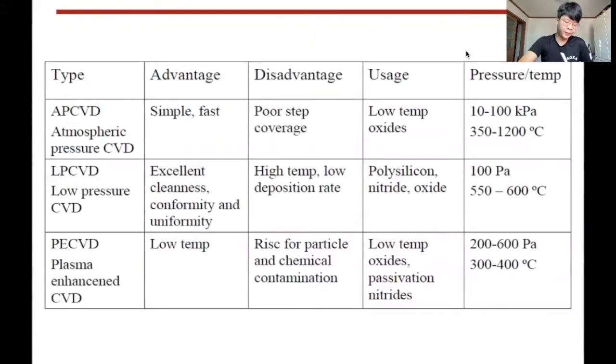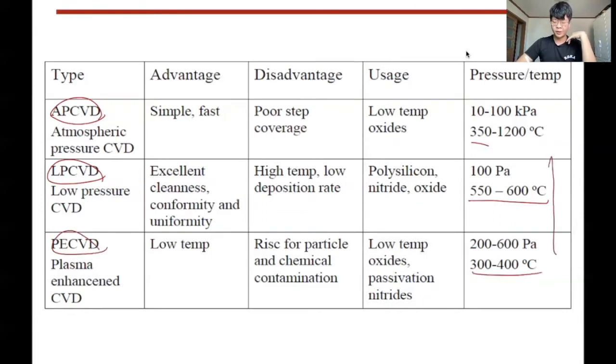Here, the APCVDs are used at 350 degrees Celsius to 1200. The LPCVDs are at 550 to 600. The PECVDs are very low, between them, like here low temperature oxides, like high-K materials.